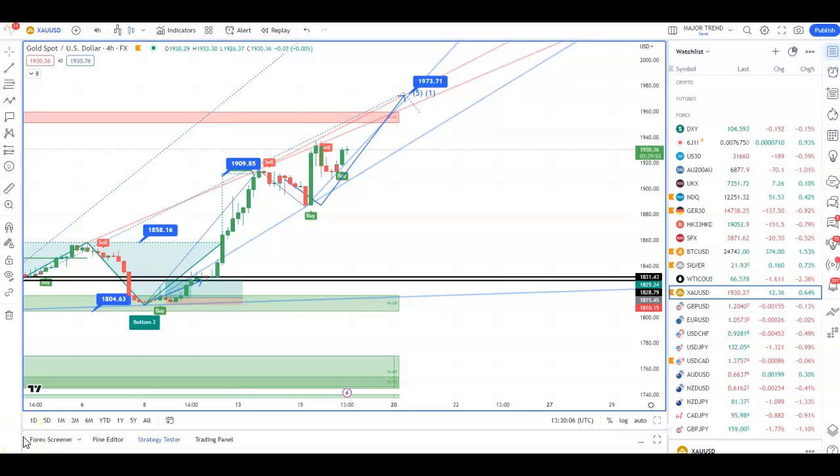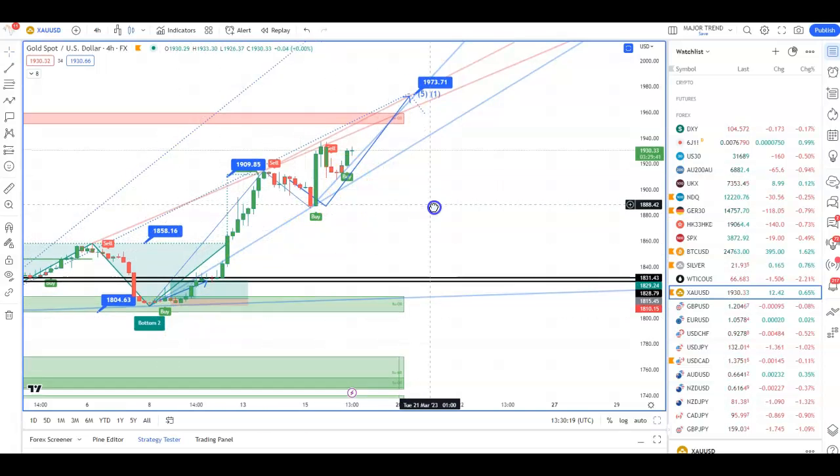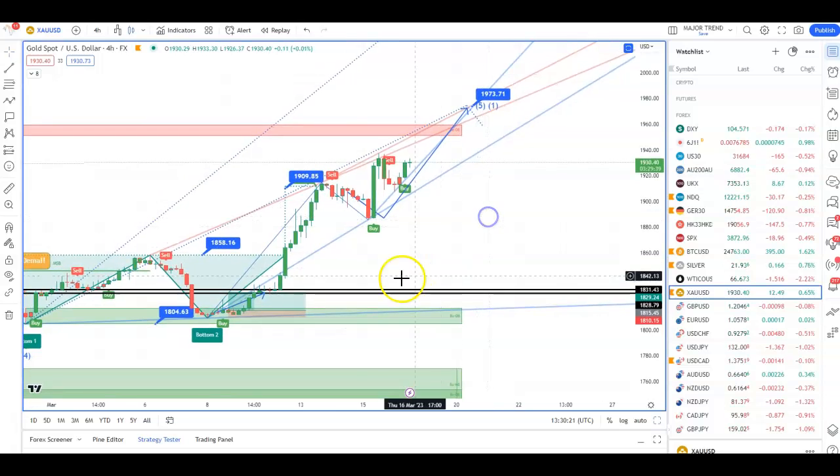You've got a fresh buy on gold, guys. Members, 1930. Just make sure software agrees before you go into this. So here we have a buy here, a buy here, a buy here. So target for this is 1973.71.